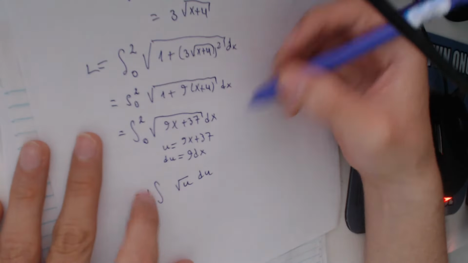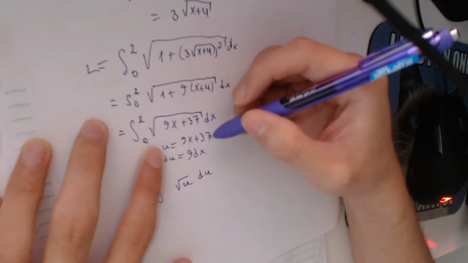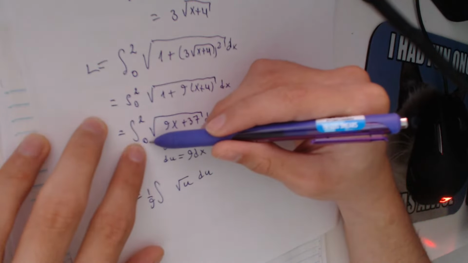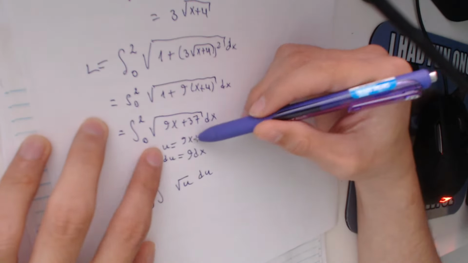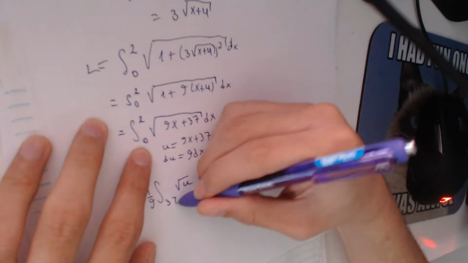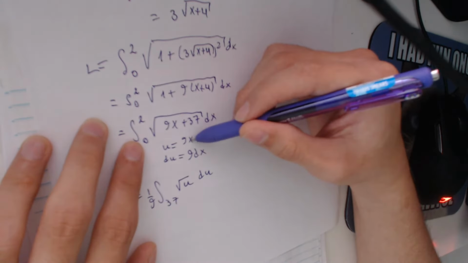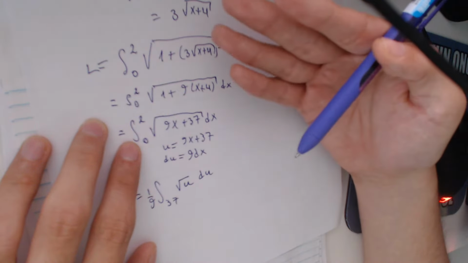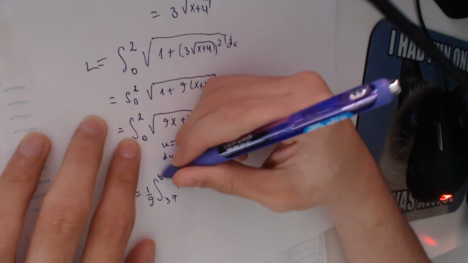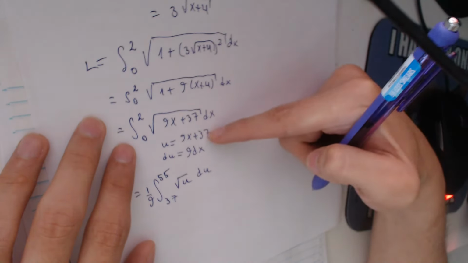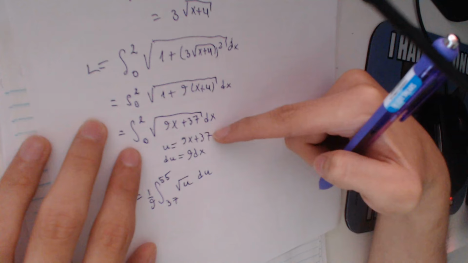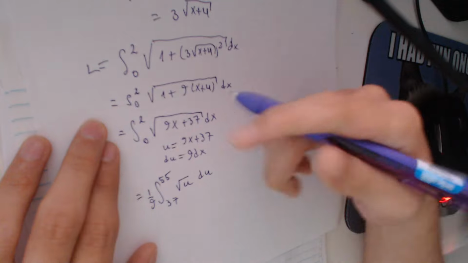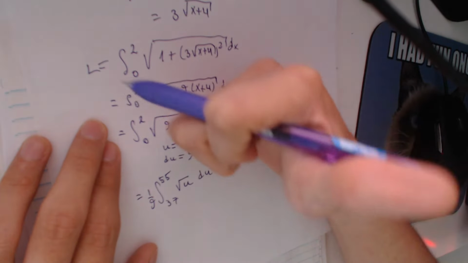And, well, of course, the bounds of integration: if you plug in 0 here, corresponding to this bound of integration, you get 0 plus 37, 37. And if you plug in 2, you get 9 times 2, which is 18, plus 37 is, well, 55. I always like to double check my math. So 18 plus 37 is like 37 plus 20, 57, minus 2 is 55. Okay, good, good. Oh, can you see my thumbs up? Yep, good.